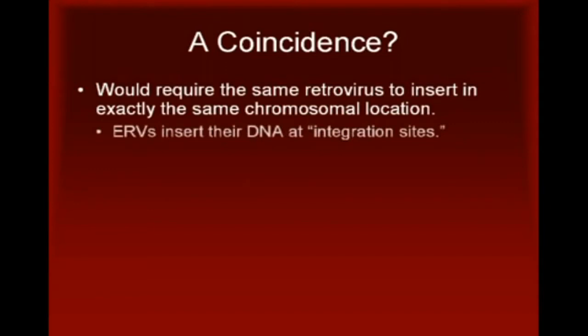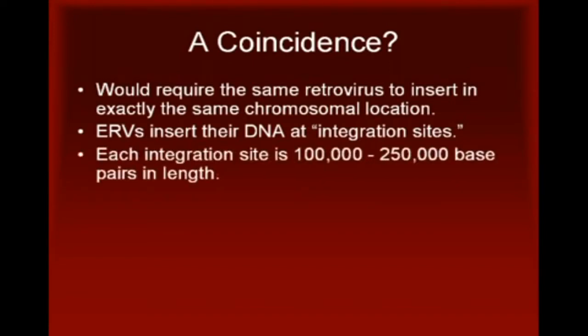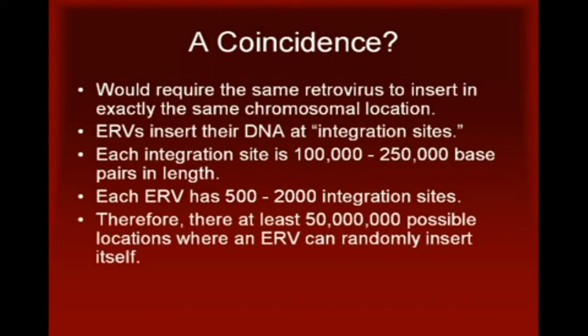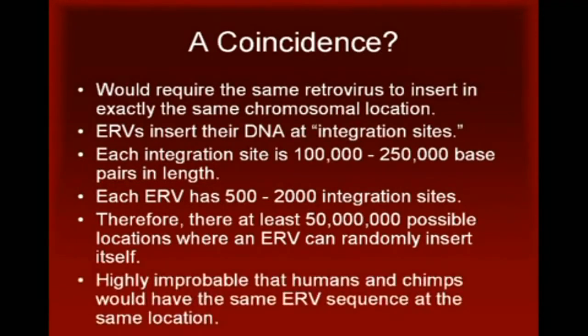ERVs infect their host by inserting their DNA into the host genome in what are called integration sites. Each of these integration sites is approximately 100,000 to 250,000 base pairs in length, and for each ERV, there are approximately 500 to 2,000 possible integration sites. That means there are, at minimum, 50 million possible locations where an ERV can insert itself into the genome, and it does so randomly each time. It is therefore highly improbable that humans and chimpanzees would independently be infected by the same ERV sequence at the same location on the chromosome.